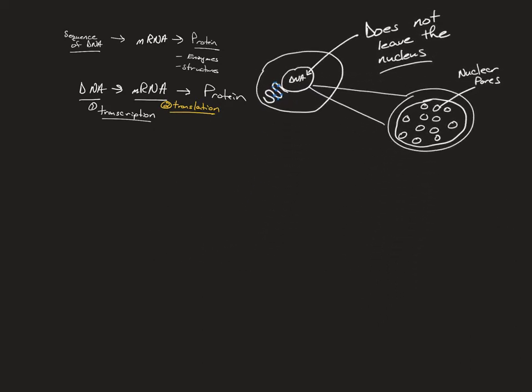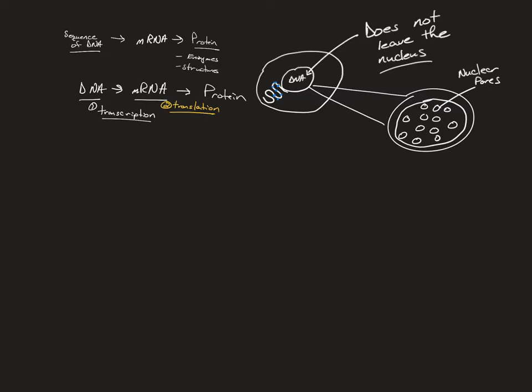So, nuclear pores. The message has to get from inside the nucleus to out here where the ribosomes are. But the DNA can't leave. So you have to change it to mRNA. Is that clear? All right.